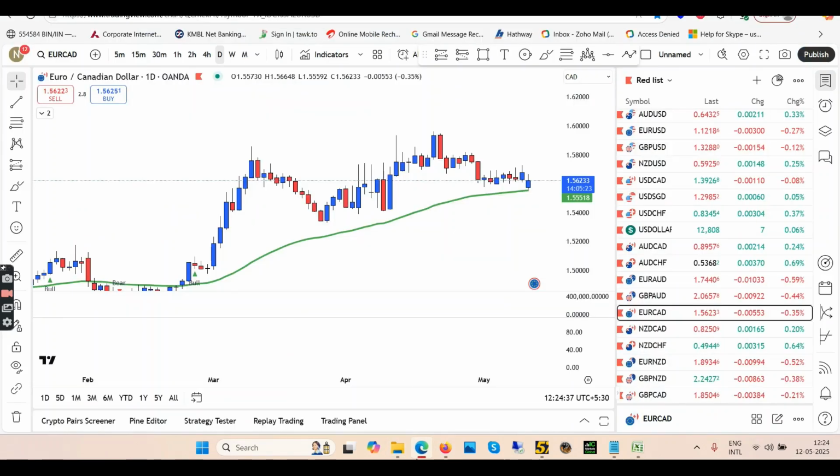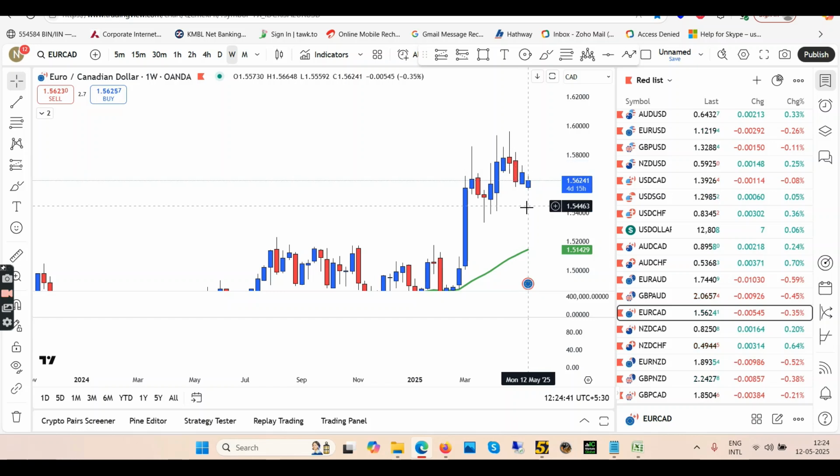Coming back to EuroCAD, let's start the top-down approach with the weekly time frame. In weekly, we are going down. So you can see this red candle ate the previous weekly blue candle, which means this is the start of a new trend, which will be a downtrend.